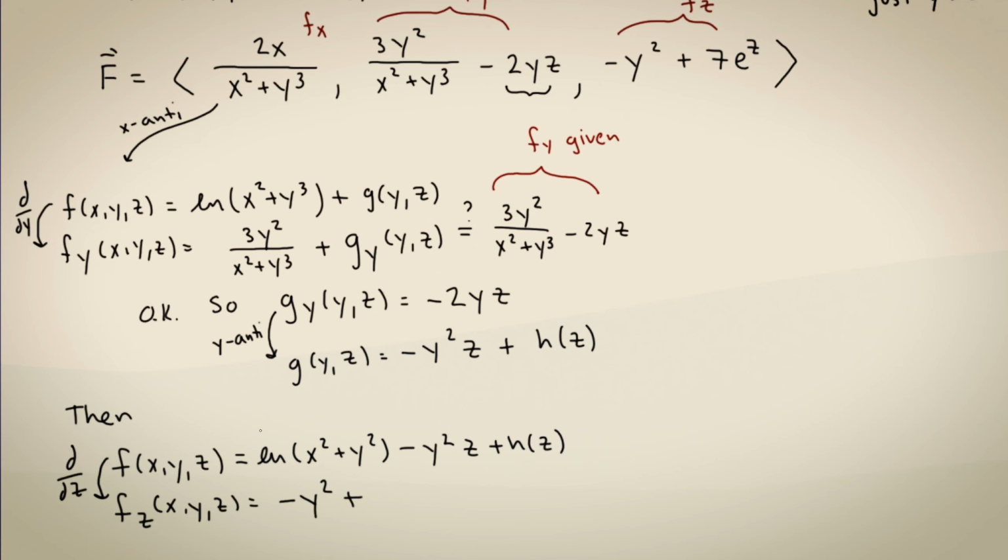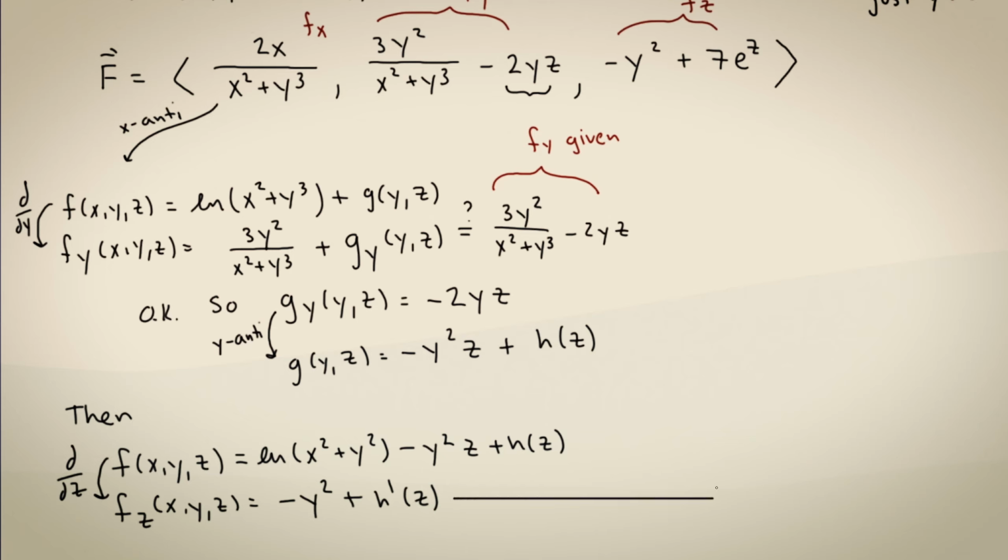Okay, so when I'm taking the z partial derivative, all of this natural log of x squared plus y squared is going to go away. Then when I take the z partial derivative of this, y squared is going to be a constant, and this is z to the power of 1, so I just get negative y squared. And now this mystery function is just a function of a single variable, so I'm not actually taking a partial derivative of this, so I can just write h prime of z, because this is just an ordinary derivative.